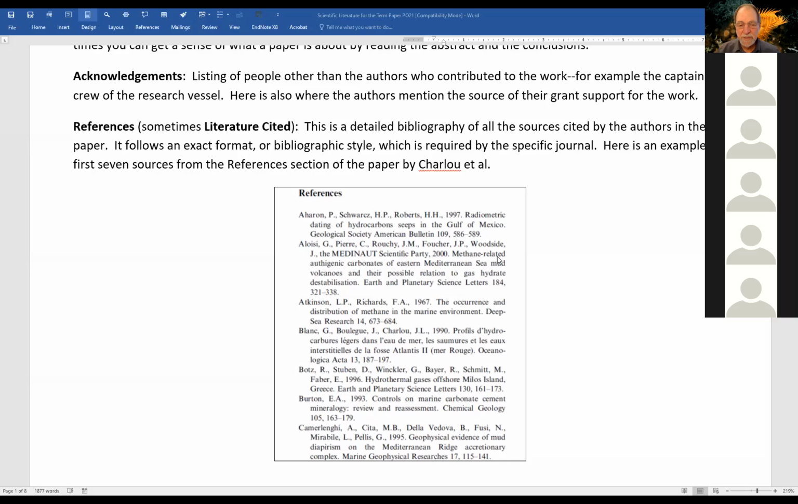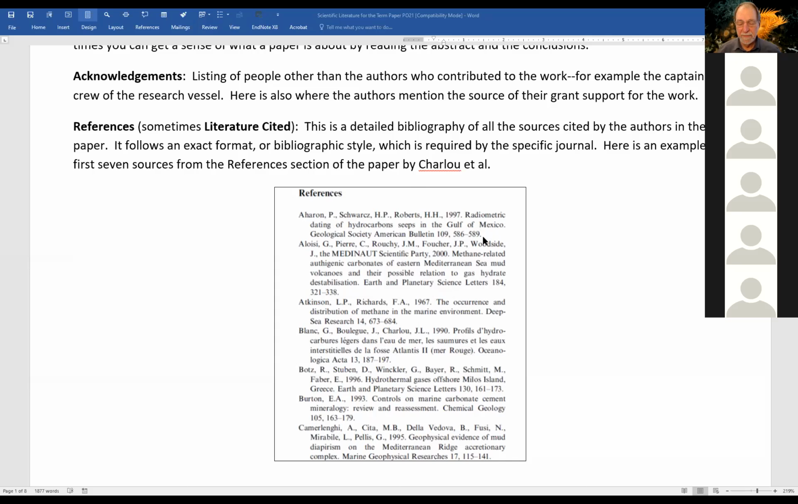And the reason for being so specific is that it allows anybody who wants to find out what Aaron, Schwartz and Roberts were thinking about radiometric dating of hydrocarbon seeps in the Gulf of Mexico to go to the journal Geological Society of America Bulletin, volume 109, and find this exact publication. Okay. Nowadays, you can do that electronically, and a lot of the search techniques are fully automated, and so it's a lot easier to do. But you know, this basic information is what's required.